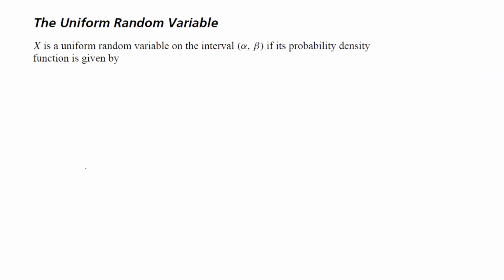One interesting case is a uniform random variable. X is a uniform random variable on the interval alpha to beta if its probability density function is given by f of X, defined as 1 over beta minus alpha if X is bounded between alpha and beta, and everywhere else it is 0.